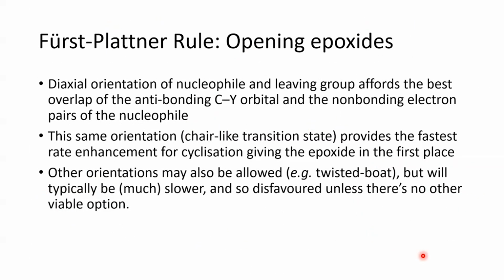So what we just discussed covers the formation of epoxides, but the first Plattner rule, this covers the opening of epoxides, and it's basically the same concept again. If you have this diaxial orientation of nucleophile and leaving group, this is going to give you the best overlap of the anti-bonding C-leaving group orbital with the non-bonding electron pairs of the nucleophile. So if you want to open up an epoxide, what you need is your nucleophile to approach, which gives you the diaxial orientation in relation to the atoms of that epoxide. Much like before, you could see other orientations occurring, however it's going to be a lot slower and so disfavoured unless there are no other options available.